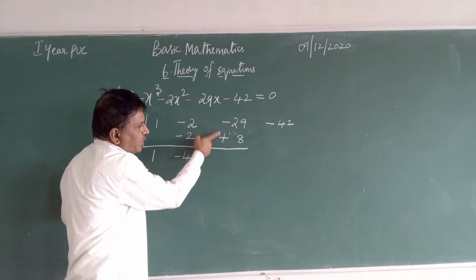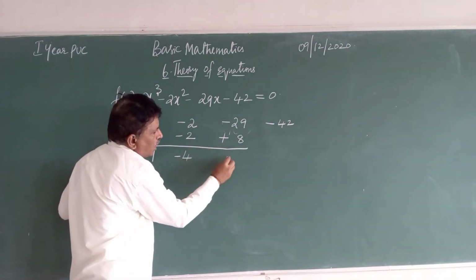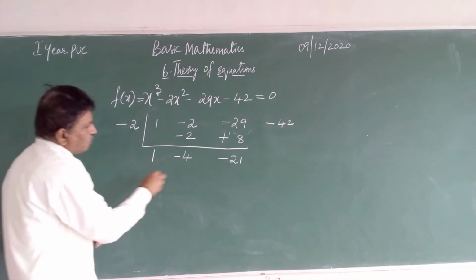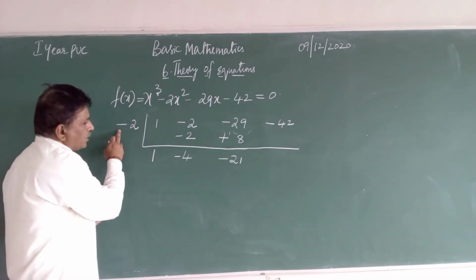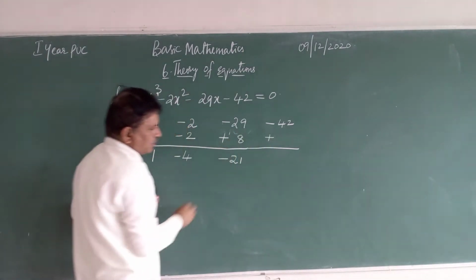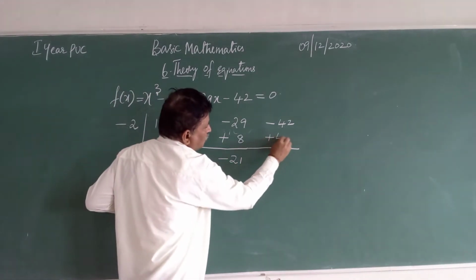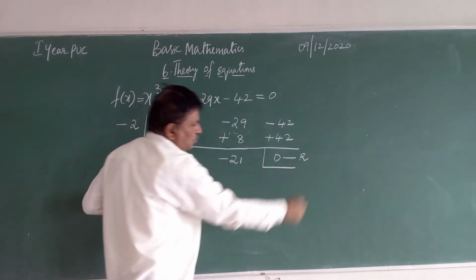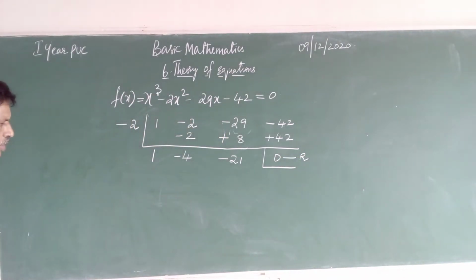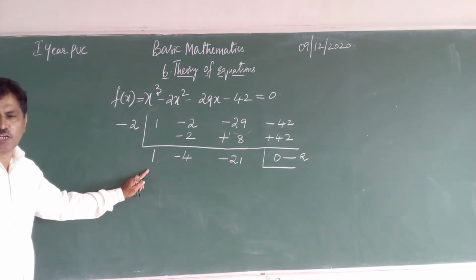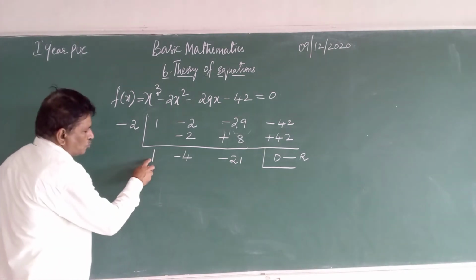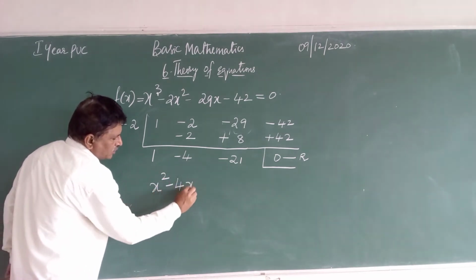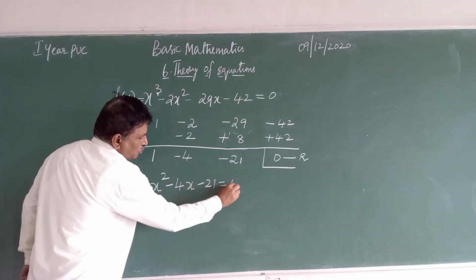These two have different signs, so subtract them. I will get 21, and the greater number's sign is minus. Further, minus into minus plus: 2 into 21 is 42. I told you that this is the remainder, which is 0. Now we have to solve this quadratic equation to find the other two values. One can be written as 1x square minus 4x minus 21 is equal to 0.